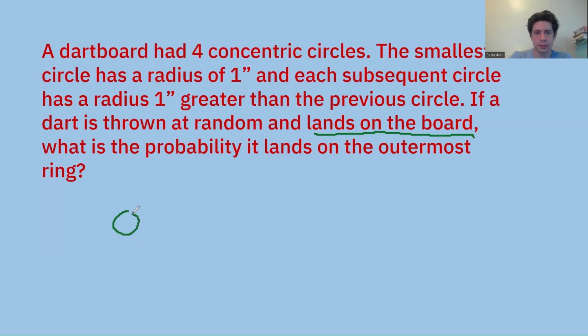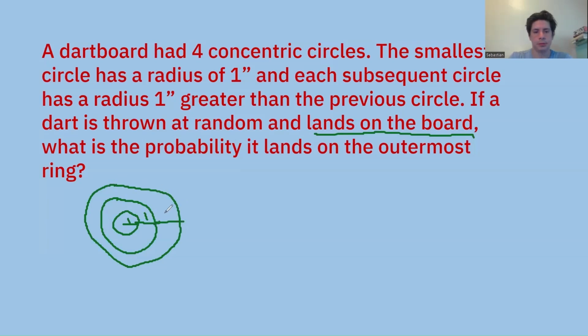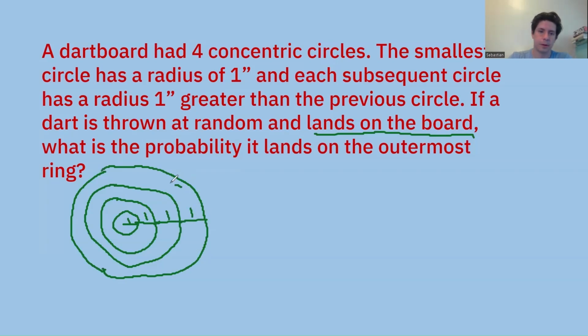The first one is 1 inch, so it's like this. It's 1. And then the next one is here, so we're going to extend it out another inch. The next one is here, another inch. And then the last one. Here again, in your drawing, it doesn't have to be perfect circles. You just need to have a general idea. Another inch. And then we're looking for this one, the outside ring.